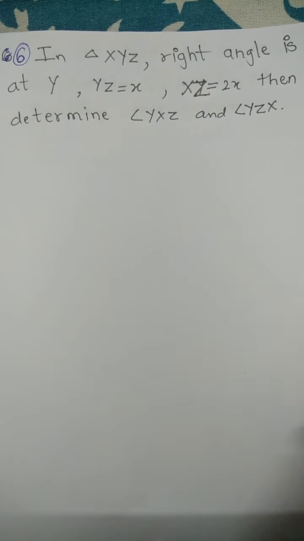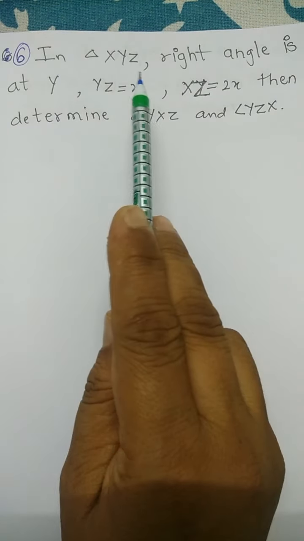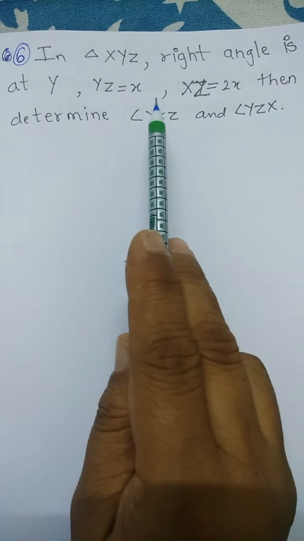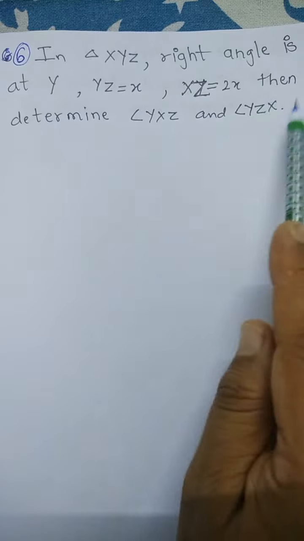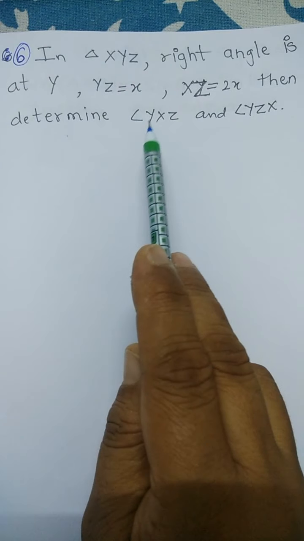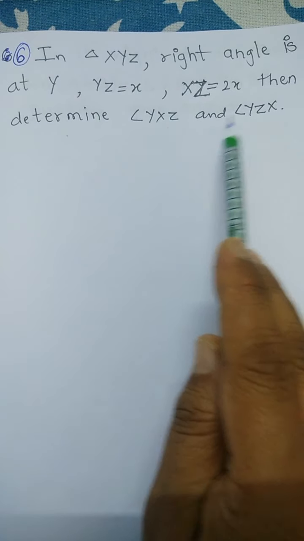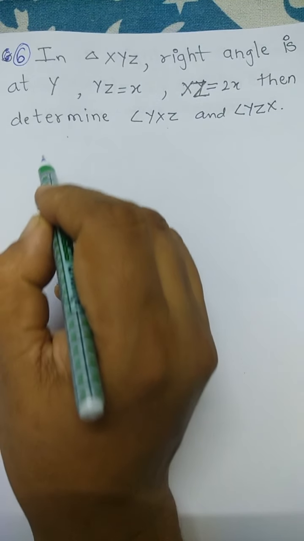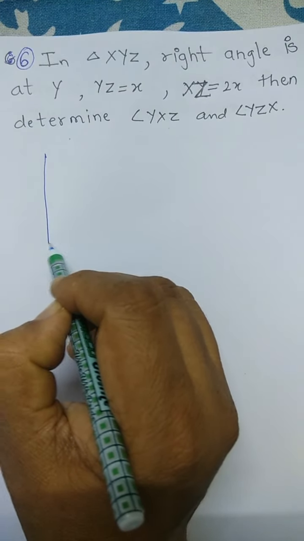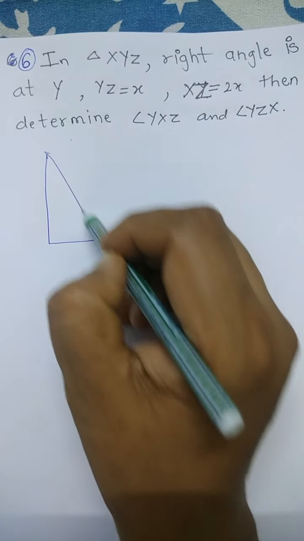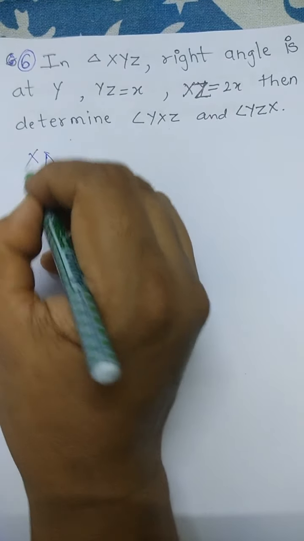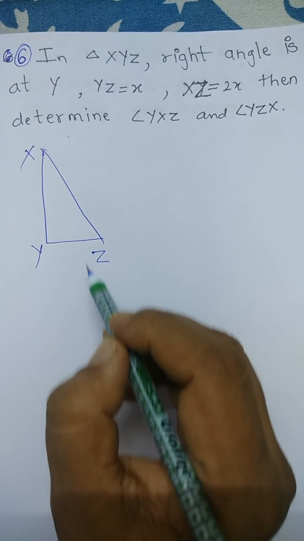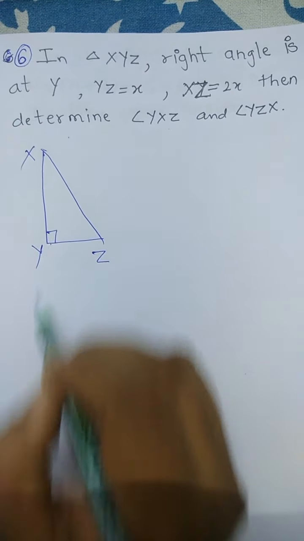Let us solve this problem. In triangle XYZ, the right angle is at Y, YZ is x, and XZ is 2x. Then determine angle YXZ and angle YZX. First of all, you draw a right angle triangle XYZ, because they have given that the right angle is at Y.